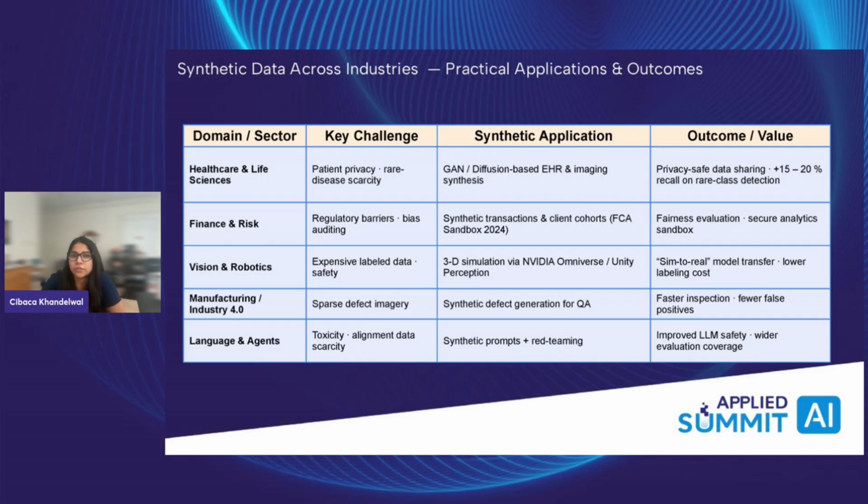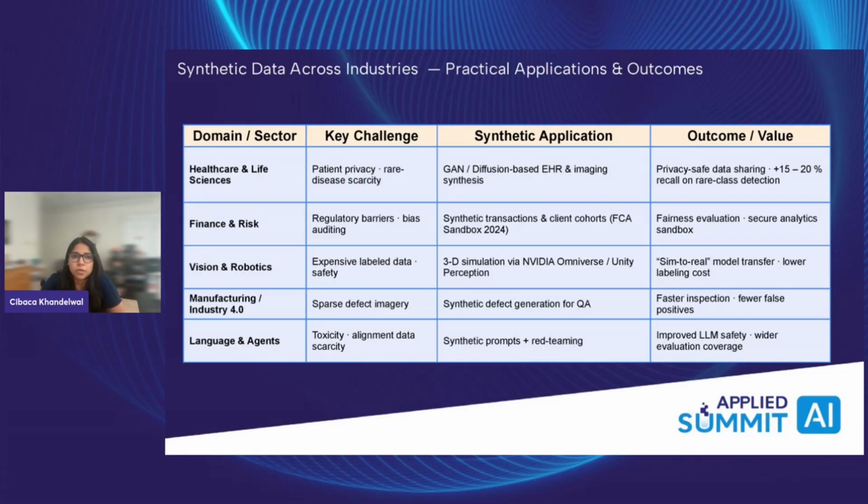Finance and risk. The major key challenge in the data sector for finance is regulatory barriers and bias auditing, because most of the transactions or financial data that we see might be falling under your normal category. And for that, you need to generate synthetic transactions of what could be risk data or threat data. The best example for this is a FCA sandbox, which was published in 2024, where they utilized synthetic data and have provided a case study. This focuses more on fairness evaluation, secure analytics sandbox.